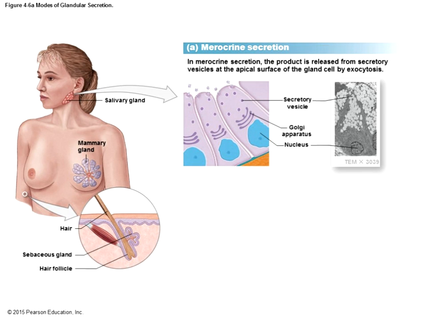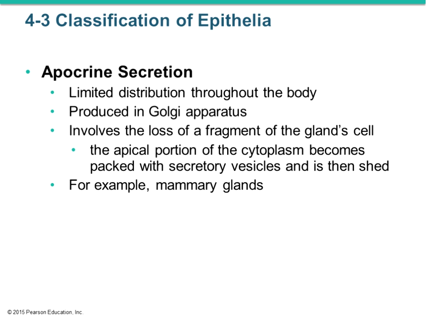And so as you can see in this image, the product is released from the secretory vesicle at the apical surface of the gland cell by exocytosis. And so here you can see a nice example of that. The Golgi producing the secretory vesicles, and they're being released at the free surface, right? And so the cell itself is staying intact and is able to continually release this merocrine secretion as needed. All right, so salivary glands, another really good example of that. All right, next one is apocrine secretion. Apocrine, we don't see these quite as much.